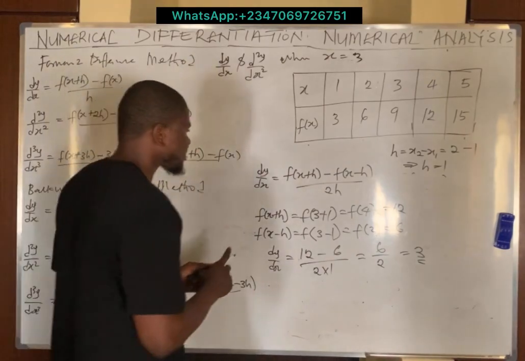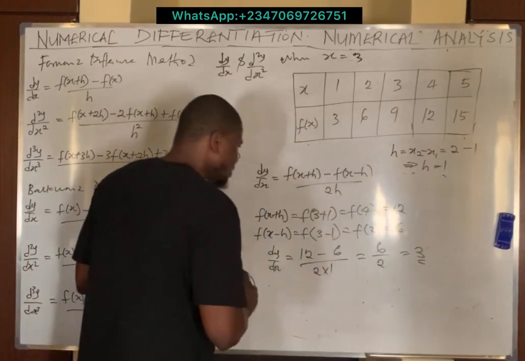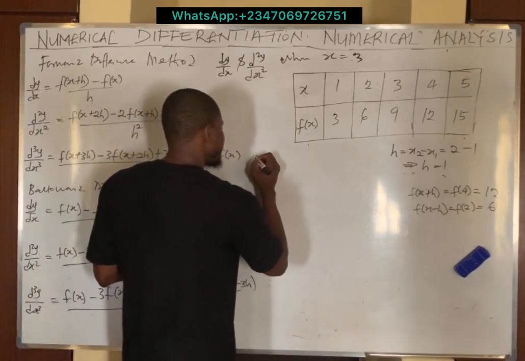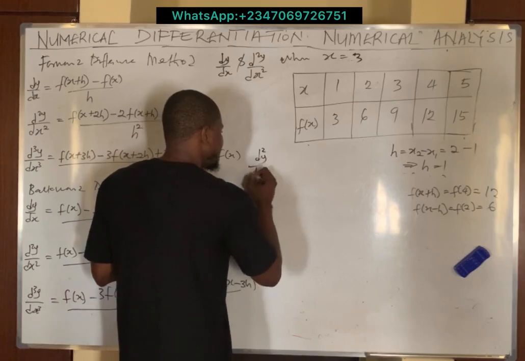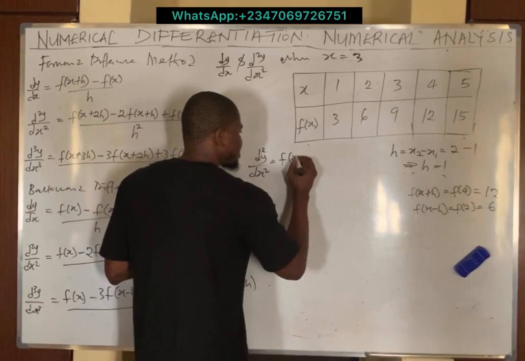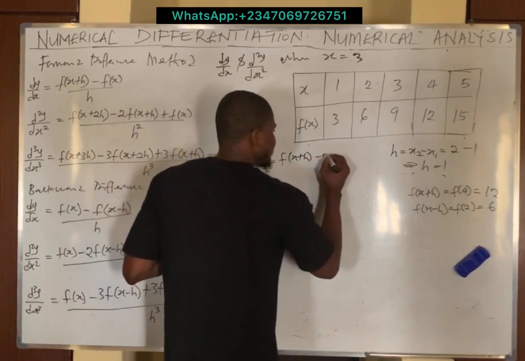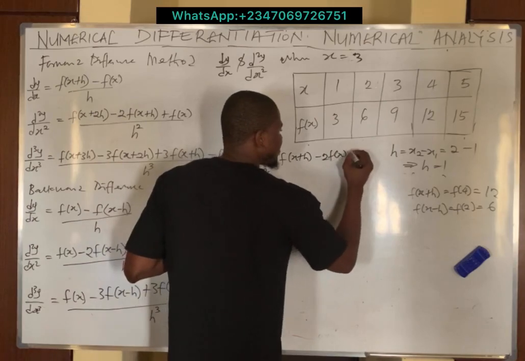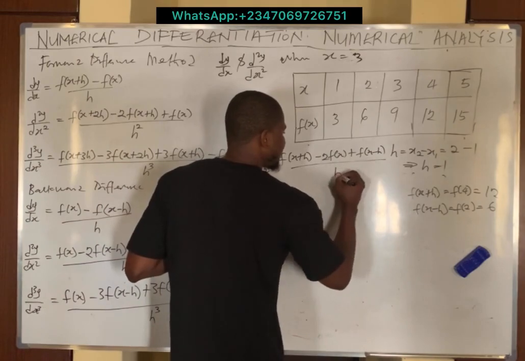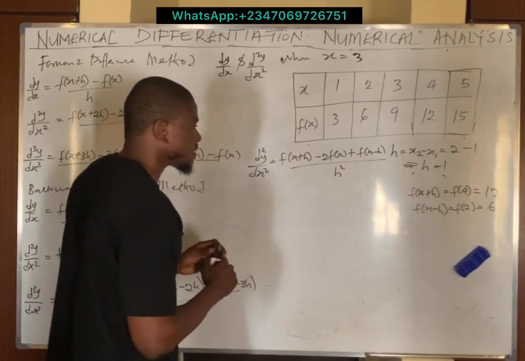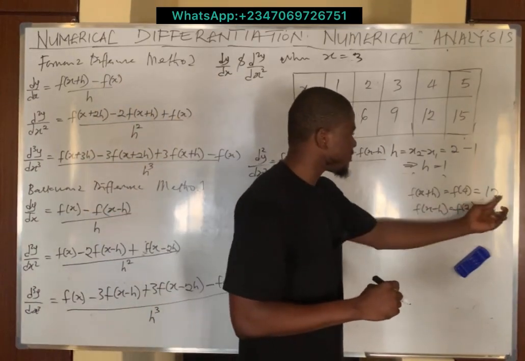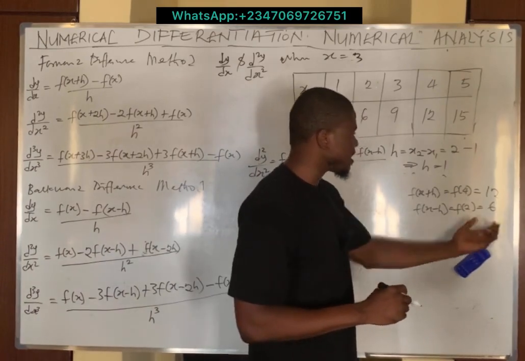Okay. So for the second derivative approximation using the central difference, d squared y over dx squared, remember the formula, it is simply f of x plus h minus 2f of x plus f of x minus h all over h squared. So let's try this. Let's put in our values. I've already kept the value of f of x plus h. We did that earlier. The value is 12 and f of x minus h value is 6.